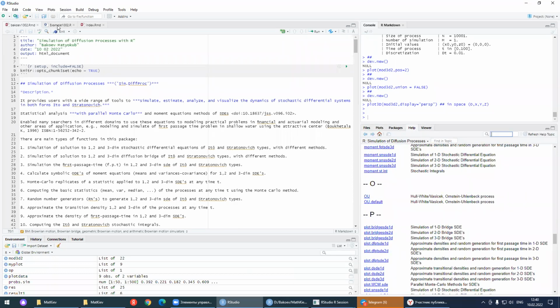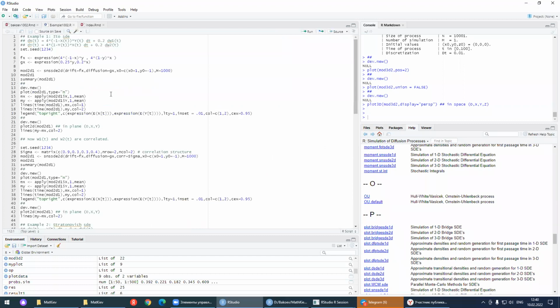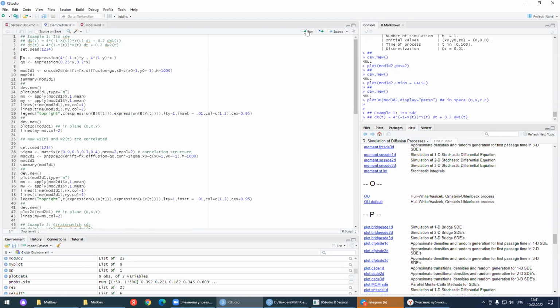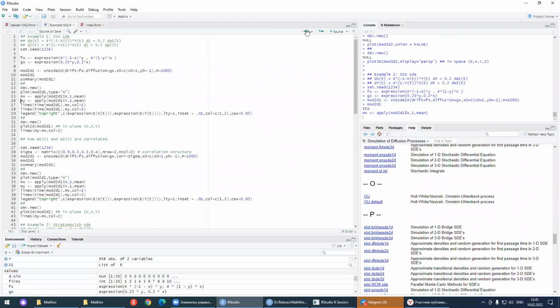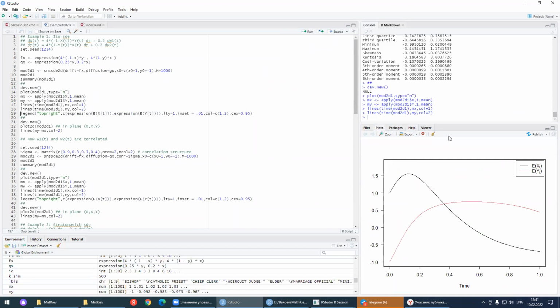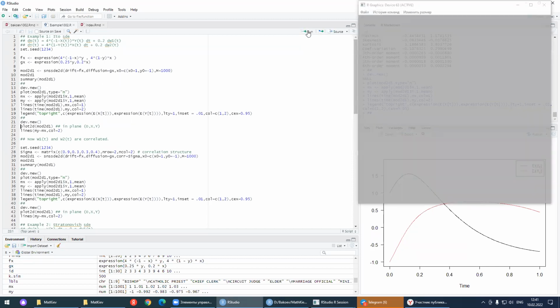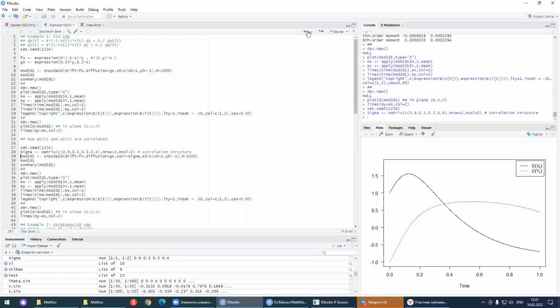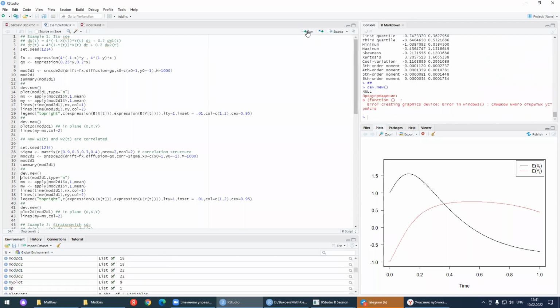I have some examples here to show you how to do it. Just a moment, I can run it. Yeah, of course. Here is a plot of the solution of the two-dimensional Itô stochastic differential equation. I have a three-dimensional one somewhere too. Oh, sorry.